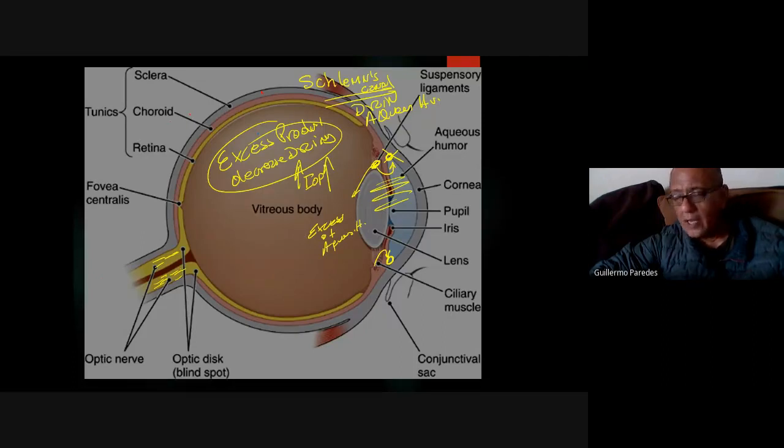pharmacology. Okay? Now, we have a nerve here that is the optic nerve. Remember, cranial nerve number 2.